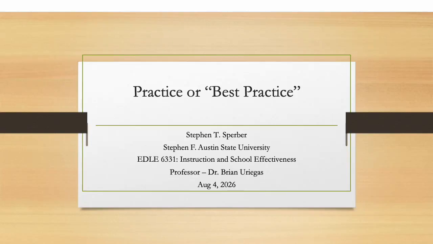For this presentation, we're going to examine the current practices at the DAEP as well as best practices that could be used to improve the curriculum and instruction and positive outcomes of students at the program.